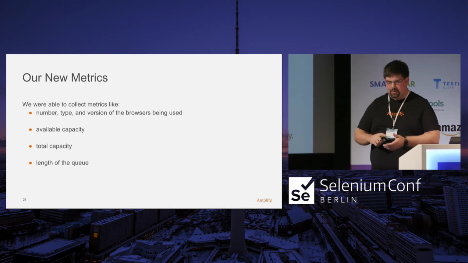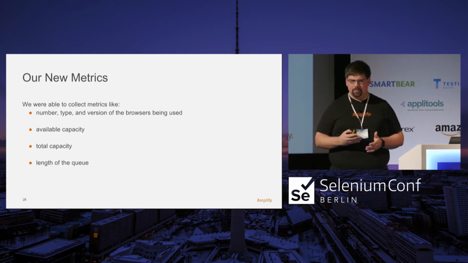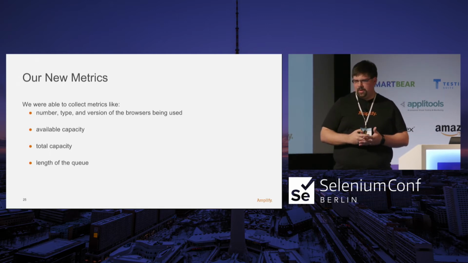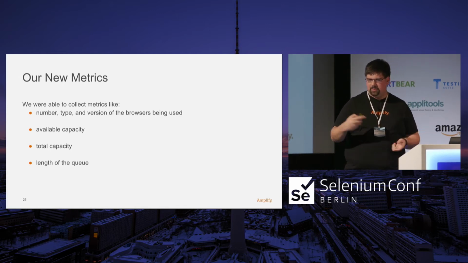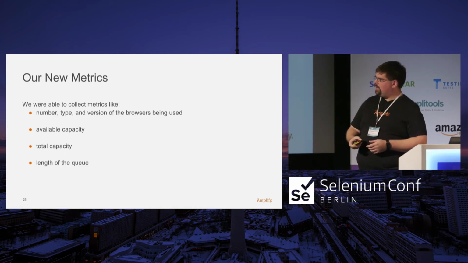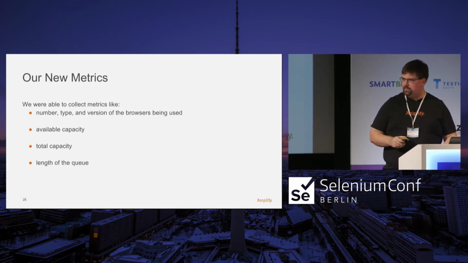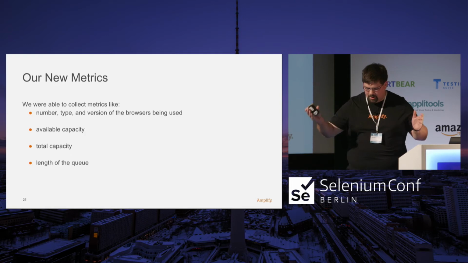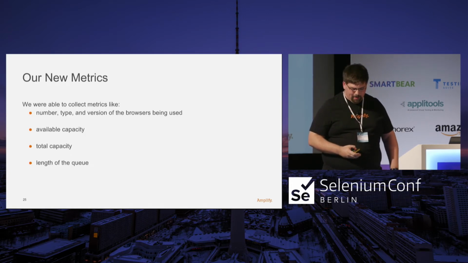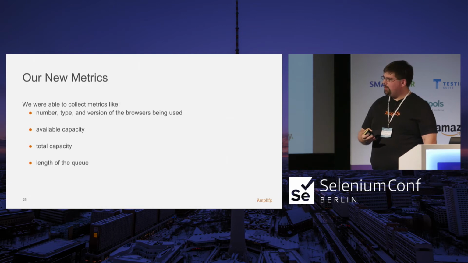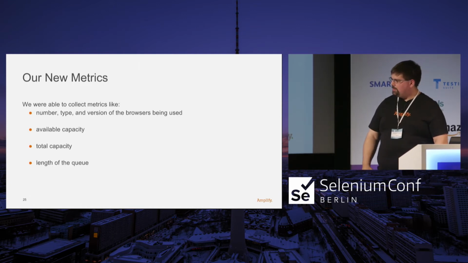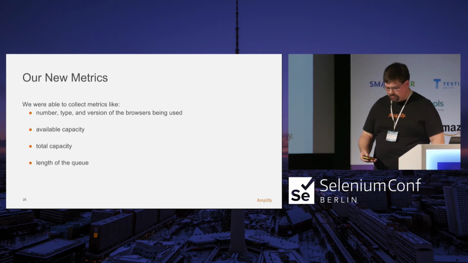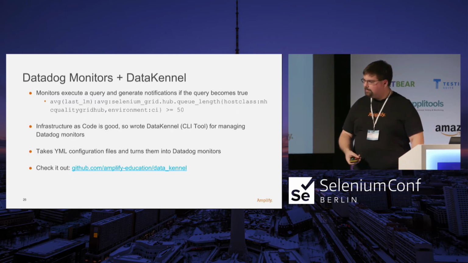Basically, what this integration gives you is these metrics. You're able to collect things like the number, type, and version of browsers that are being used on your Selenium Grid, which is always interesting when you talk to people in person and you say, so what are you guys testing with? And they'll tell you, oh yeah, Firefox, Opera, and so on. And then you go to the Selenium Grid and you find out, oh, actually, they're really just doing 99% of their testing in Chrome. Maybe it's not as important to worry about Firefox or Opera support on the grid. You get stuff like the available capacity of the Selenium Grid. You get the total capacity. And most important for us from a scaling perspective, you get the length of the queue, so how many sessions are waiting.